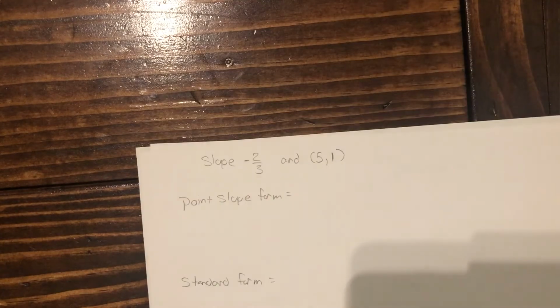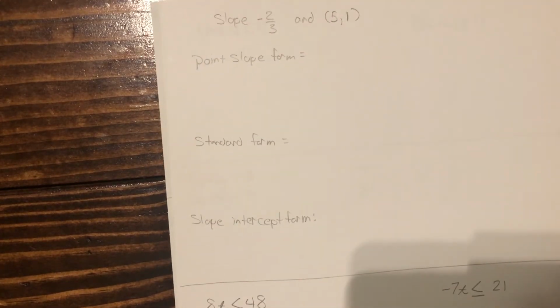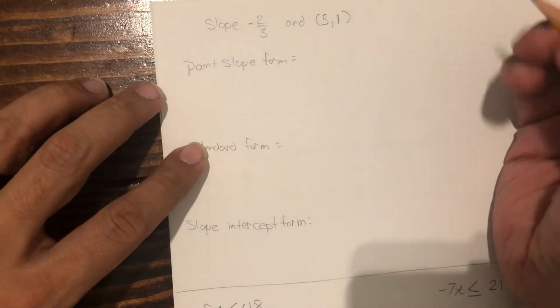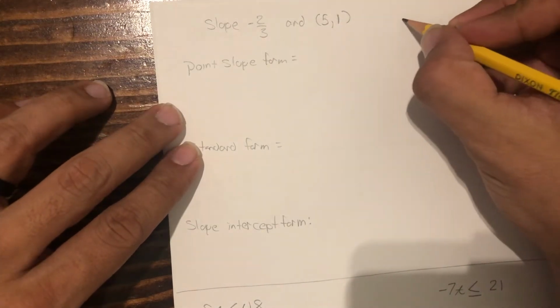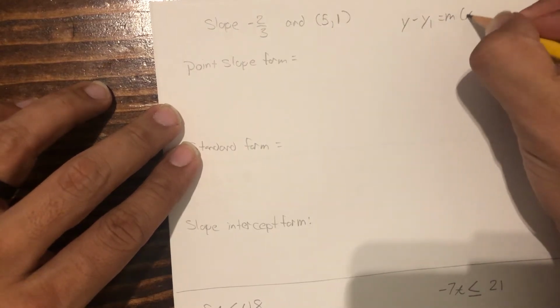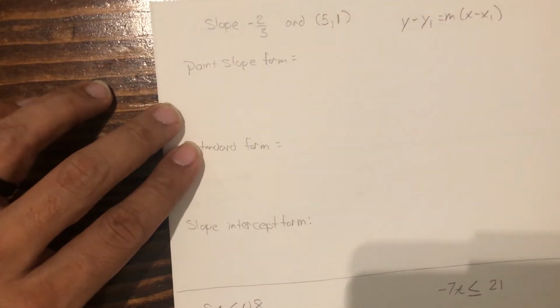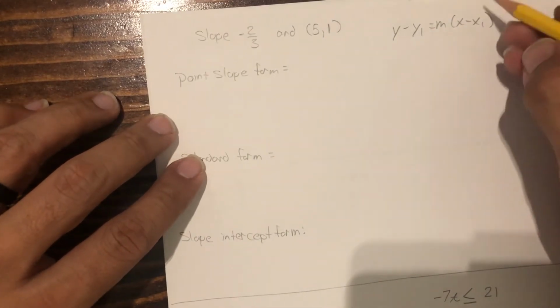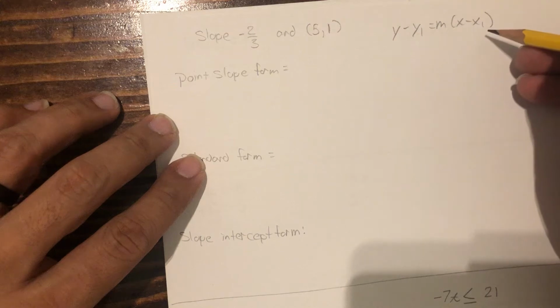Final answer there. All right, so now we're going to be writing this in point-slope form, okay? So in point-slope form, which is y minus y1 equals m times x minus x1. It's called point-slope form because you need a point and you need a slope. Okay? So what we're going to do is plug this in and solve it.